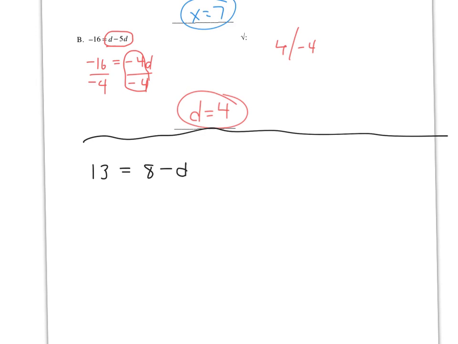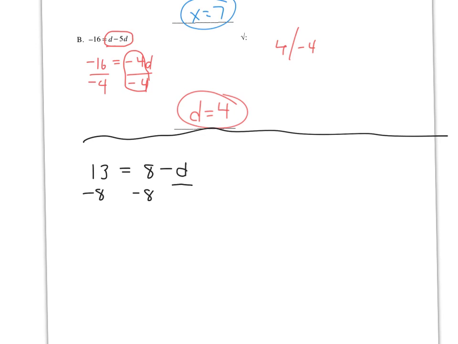So this is still 2 steps. What's the first step going to be? She says subtract 13. She says subtract 8. All right, you always want to subtract the number that's on the side of the variable. So we're going to subtract the 8.